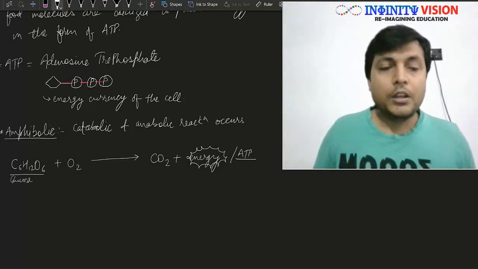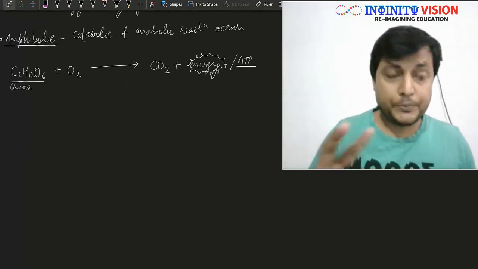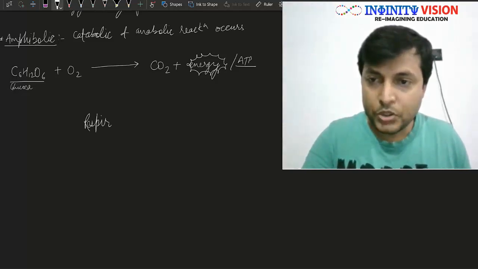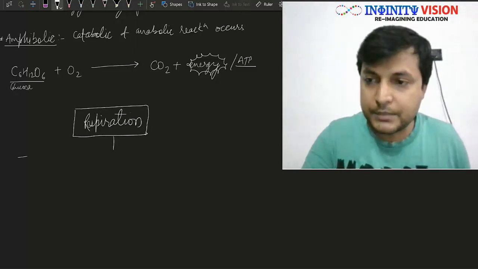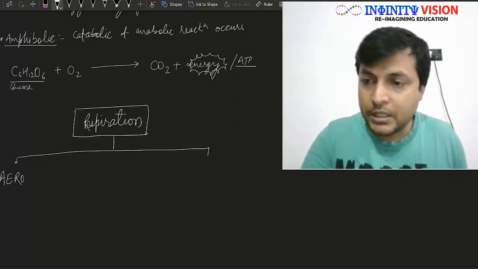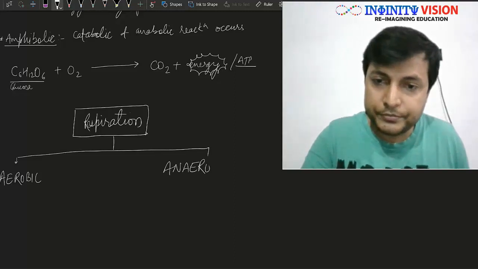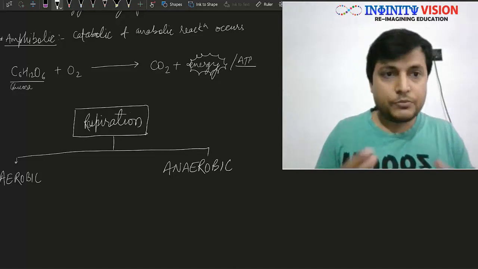Now, you all have already studied that respiration is of two types, right? Respiration is of two types, that is aerobic respiration and anaerobic respiration. Let me do it here for you. So respiration can be of two types, aerobic and anaerobic. Correct? Now, what are these?